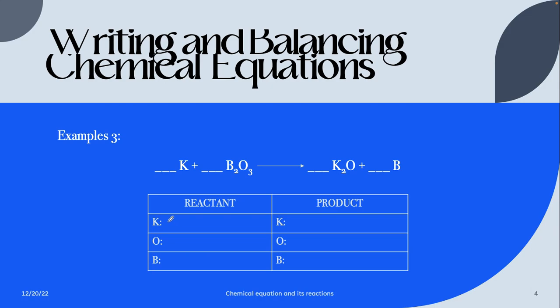Let's write how many of each there are on the reactant side. On the reactant side, there is only 1 potassium, there are 3 oxygen, and there are 2 borons. On the product side, there are 2 potassiums, 1 oxygen, and 1 boron.